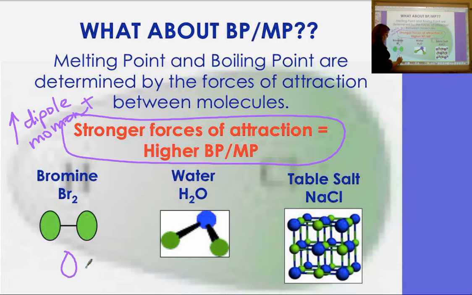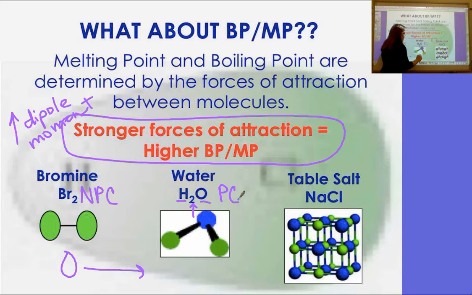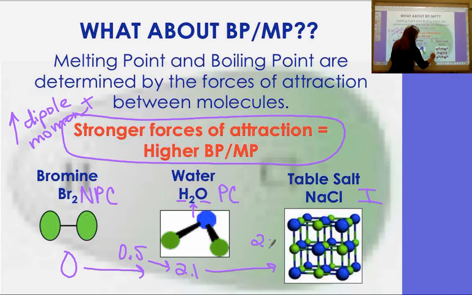This will be 0. This is nonpolar covalent. Water, if you subtract H from O, now we don't need to worry about the fact that this is a 2. We just look at the two elements and subtract H and O. You're going to see that that's a polar covalent bond. And we know, we talked about table salt forever in the last unit, we know that's ionic. So 0 to 0.5, 0.5 to 2.1, and then 2.1 to 3.3 is ionic.